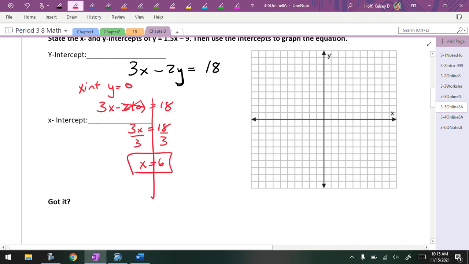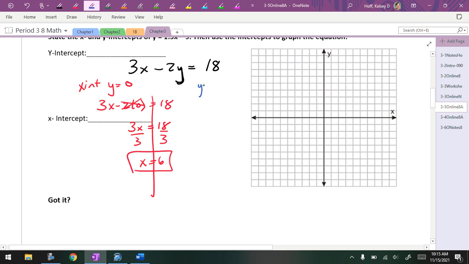Did you get 6 as your x-intercept? Yep. Okay. I'm going to tell you to be careful on your y-intercept. Why? Don't lose the negative on the 2. Negative 2y equals 18. Then you divide by a negative 2, so your y-intercept is actually negative 9.